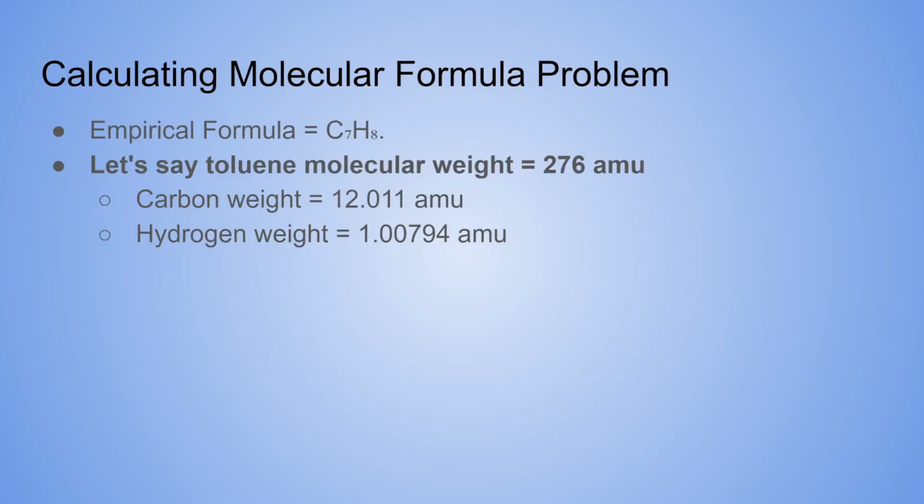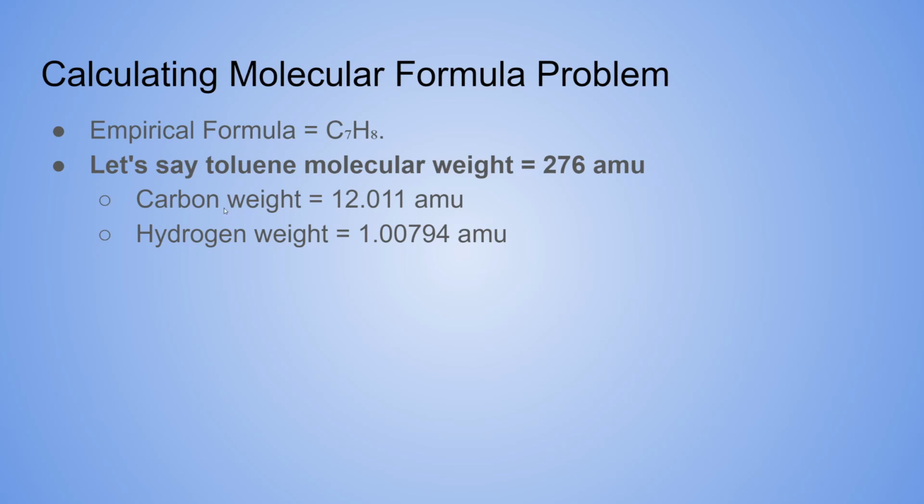So here we go. We're going to calculate our molecular formula now. We're going to use our same empirical formula of toluene, and we're just going to say that the molecular weight is 276 atomic mass units. Now this is not true, but for the sake of this problem, we're saying it's 276 so that it's easier to work towards and we don't have to do more work than we need.